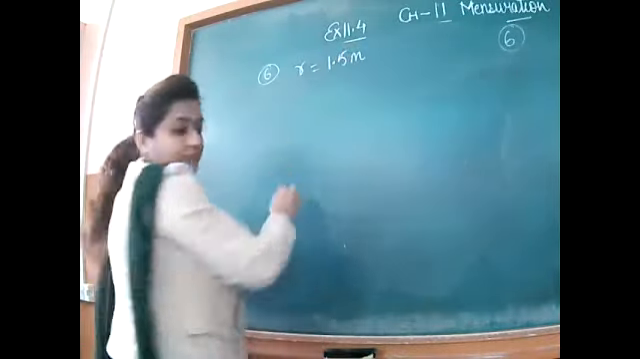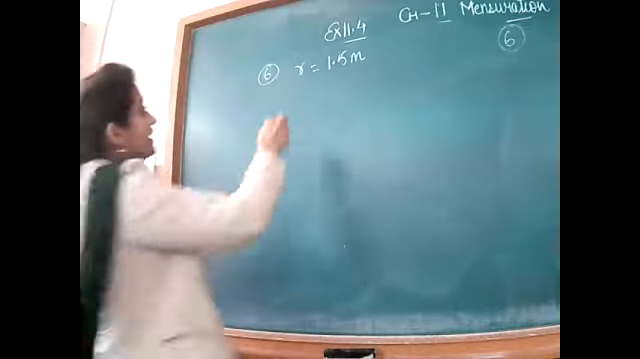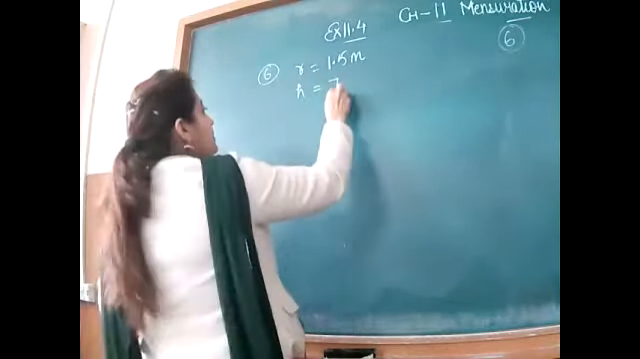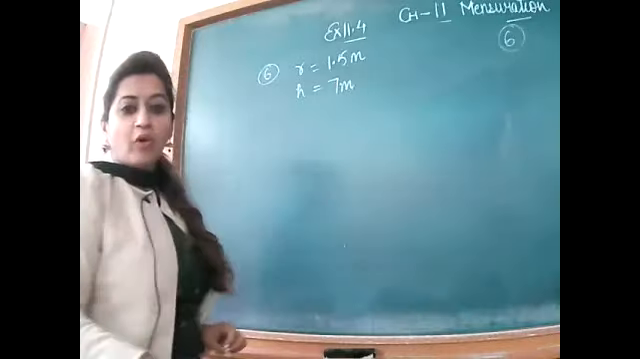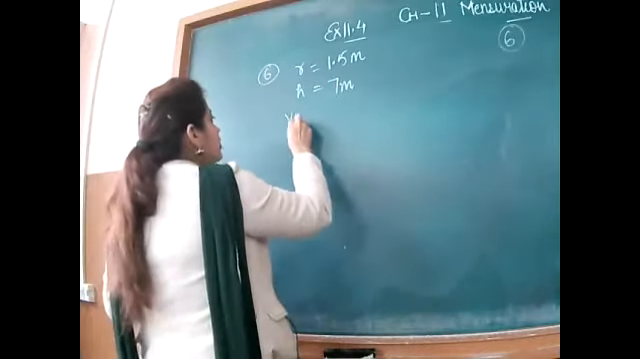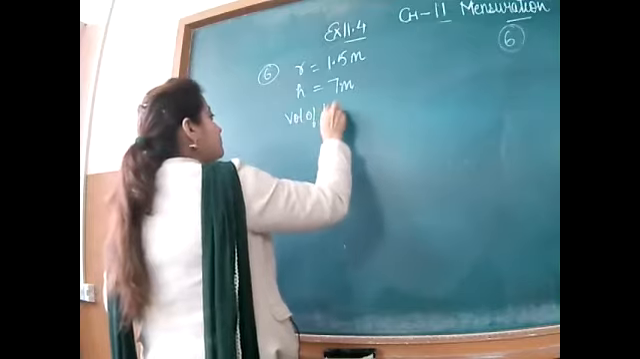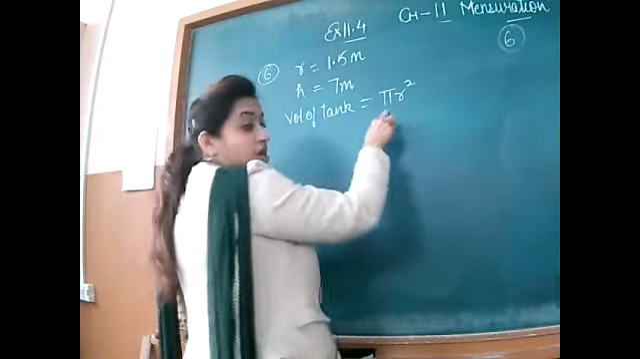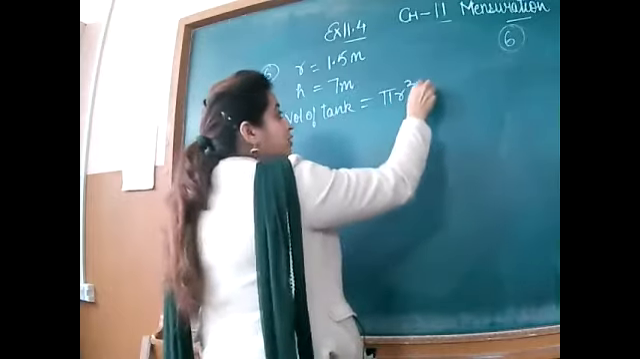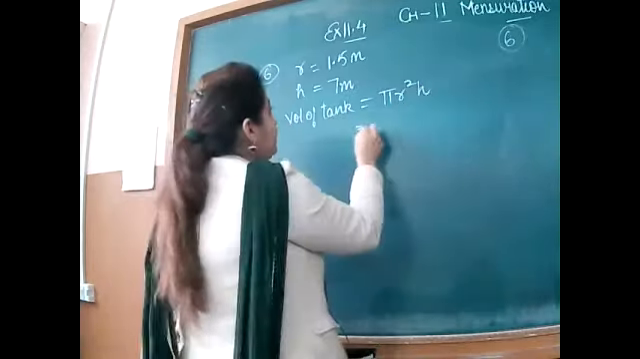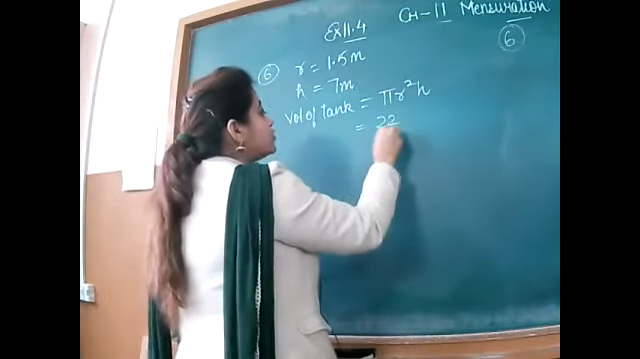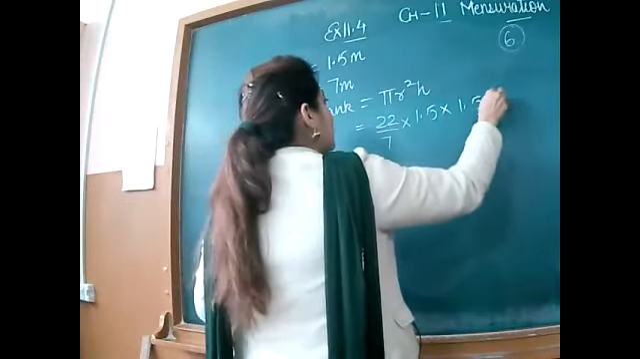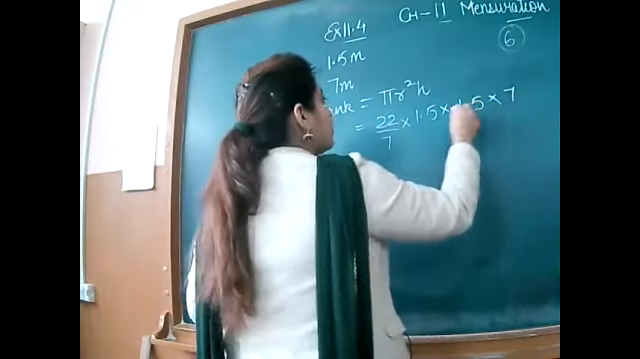So the radius is 1.5 meter. Length means height, that is 7 meter. Find the volume of the container. Volume of tank: the tank is in the form of a cylinder, so area of base, that is circle, into height. Unit is the same, so no need to change anything. You will just directly write the things. Height is 7. Got it?